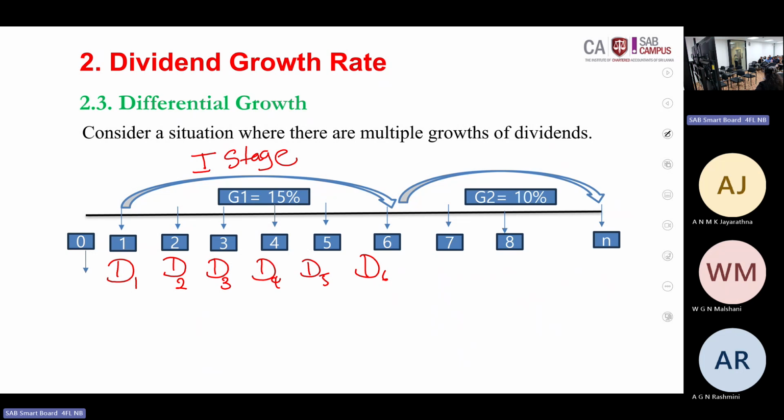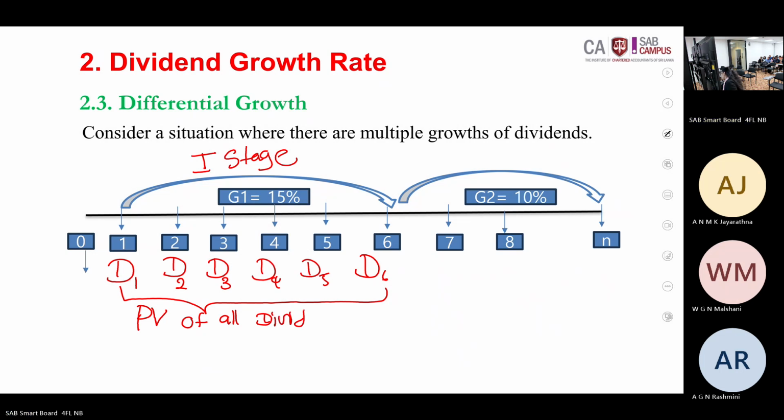Dividend. Exactly. What is it? Present value of all dividends. Present value of all dividends. Are you clear how we can take the present value of all dividends? How can we take it?